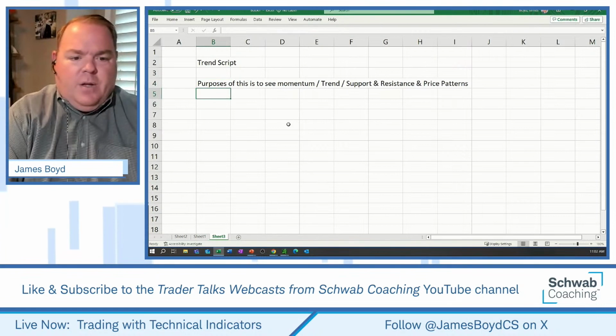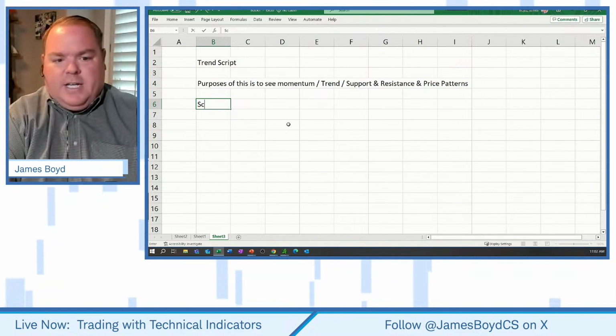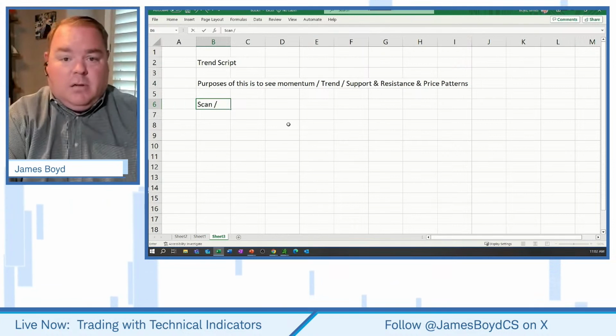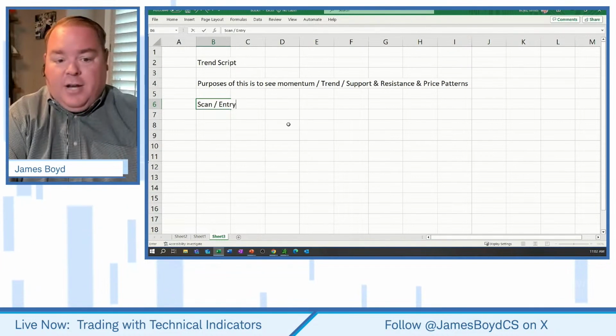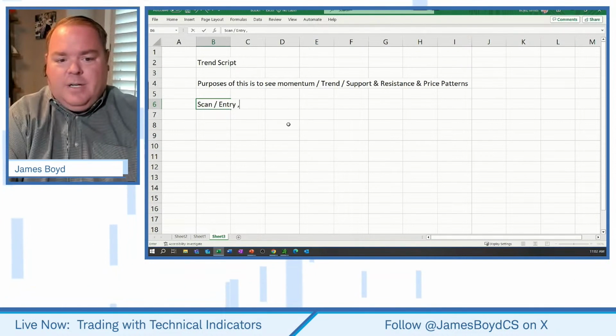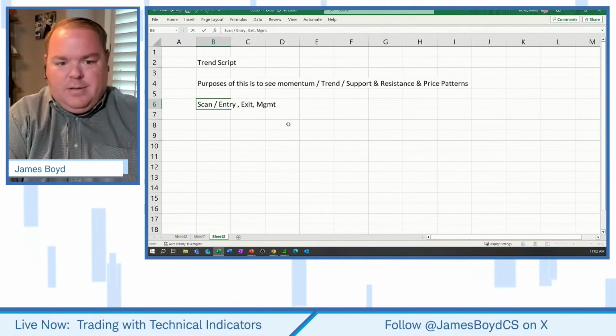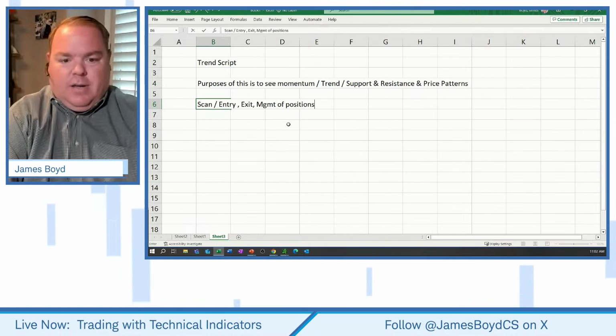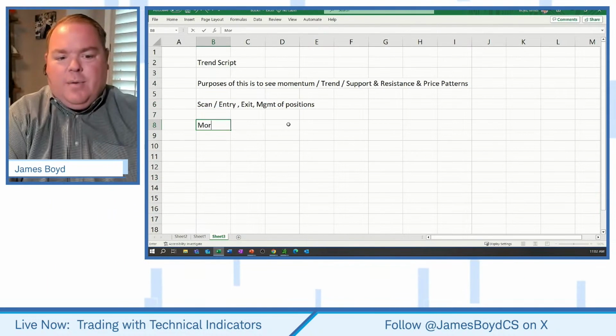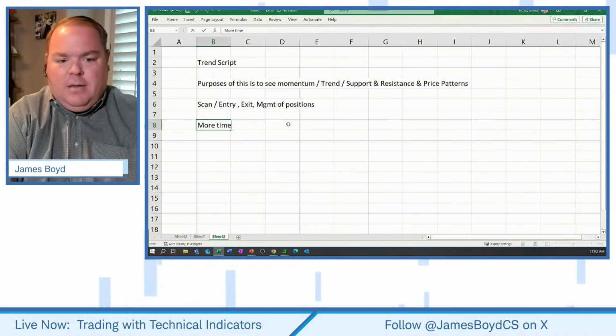Now, the biggest thing that we can do with it is we can use it as a scan. We could use it in terms of entry and exit. We could also use it as management of positions. Now, what we're really trying to get to is to become more timely and confident, okay?